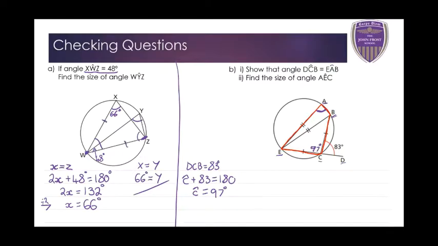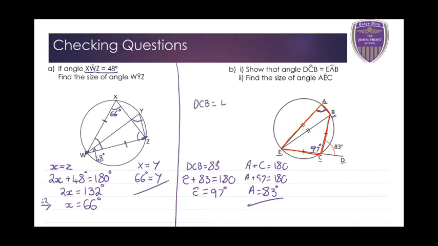So we found that angle C is 97 degrees. Now, because angle A is opposite angle C, we know that they both have to add up to 180 degrees. Because we now know that C is 97, A plus C equals 180. So A plus 97 equals 180. That means that A is equal to 83 degrees. Okay, job done. So we've proven that DCB, which is 83 degrees, is also equal to angle A, which is 83 degrees.